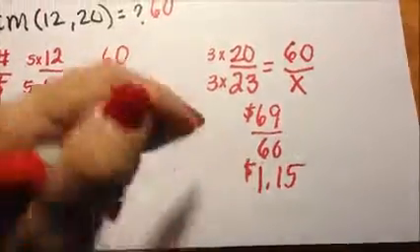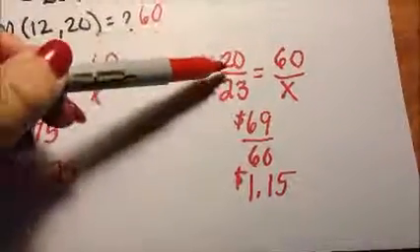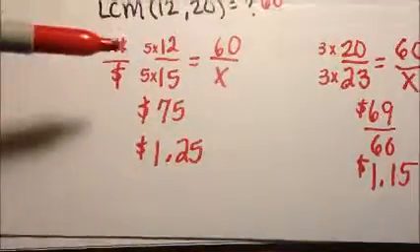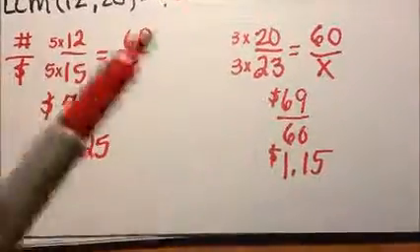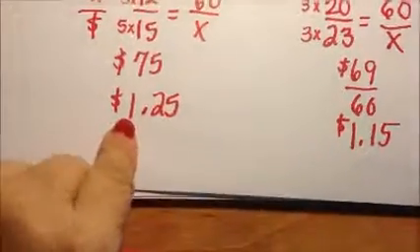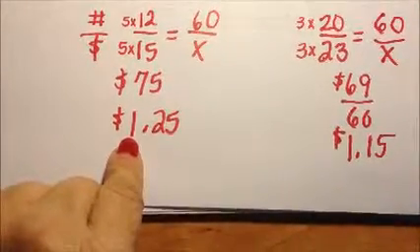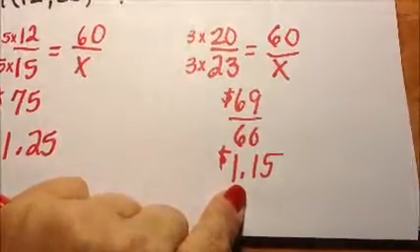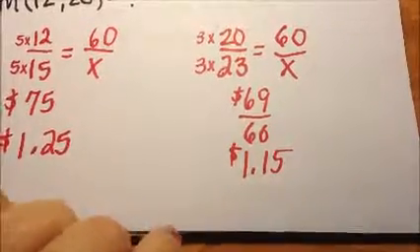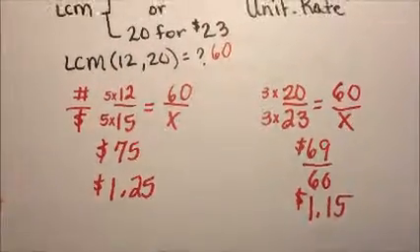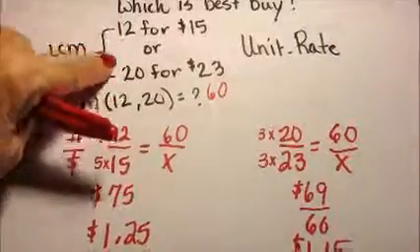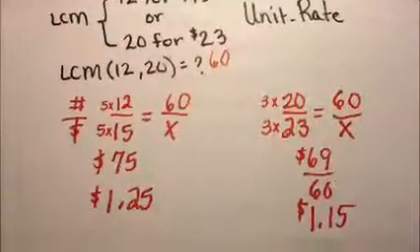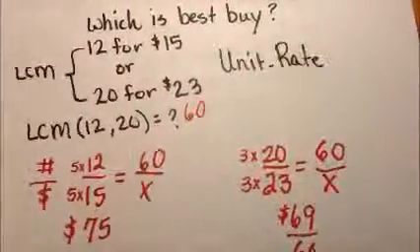This one's $1.15. So it looks like 20 tickets for $23 would be more expensive. However, when we do our division here, we see that the 12 tickets for $15 actually gives us a unit rate of $1.25, and 20 tickets for $23 gives us a unit rate of $1.15. Just remember, when you're doing unit rate, you have to find the least common multiple of the number of items before you can actually go through and calculate the unit cost.